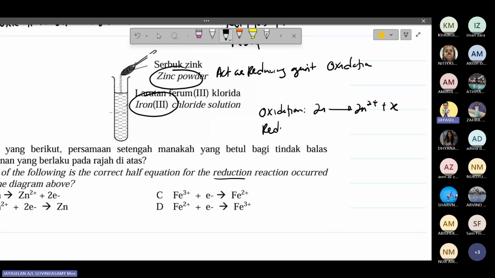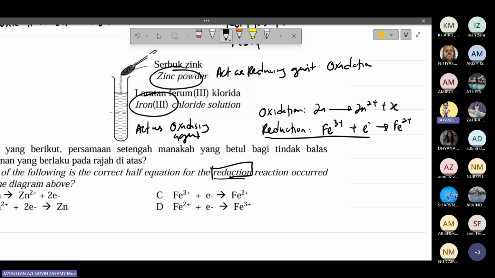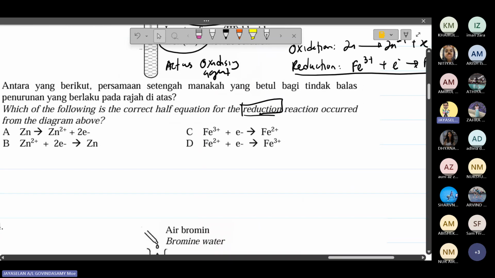Iron 3 ion undergoes what reaction? Reduction, because iron 3 ion acts as what agent? So you all put here, oxidizing agent. Oxidizing agent undergoes reduction, right? So iron 3 ion accepts 1 electron and forms iron 2 ion. We already practiced a lot on this part. So they want the half equation for reduction. So this is your answer. The answer should be C.